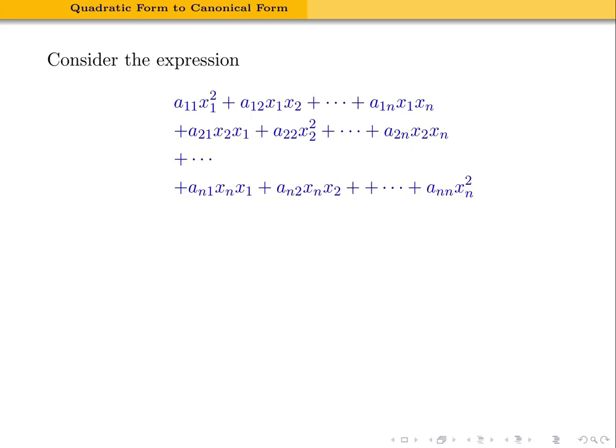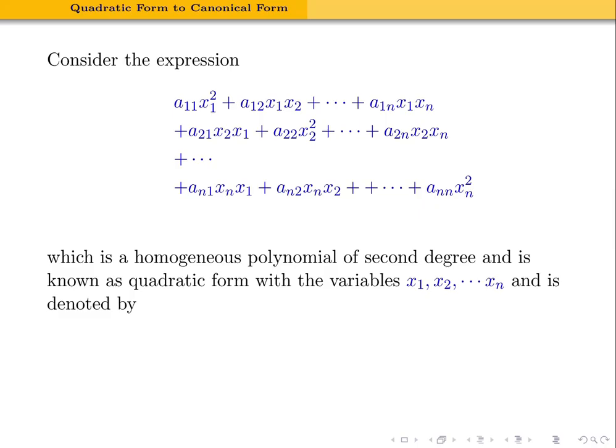Consider the general expression a11 x1 square plus a12 x1 x2 plus up to a1n x1 xn, plus up to an xn square. The general expression is this, which is a homogeneous polynomial of second degree and is known as a quadratic form with the variables x1, x2 up to xn. It is denoted by Q is equal to the sum of i varies from 1 to n, sum of j varies from 1 to n, aij xi xj.